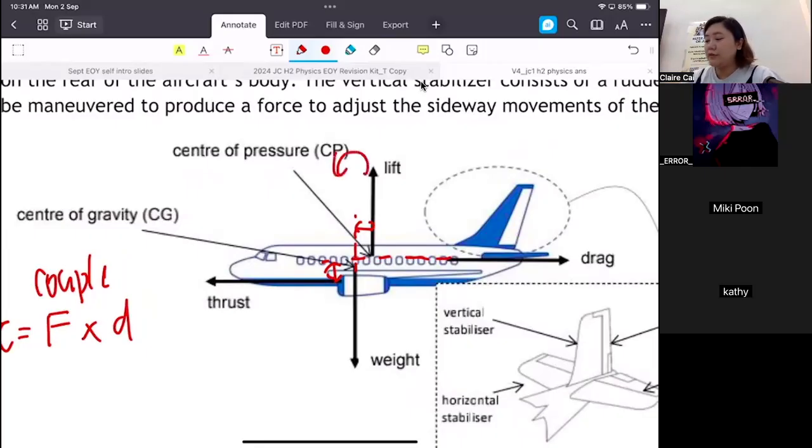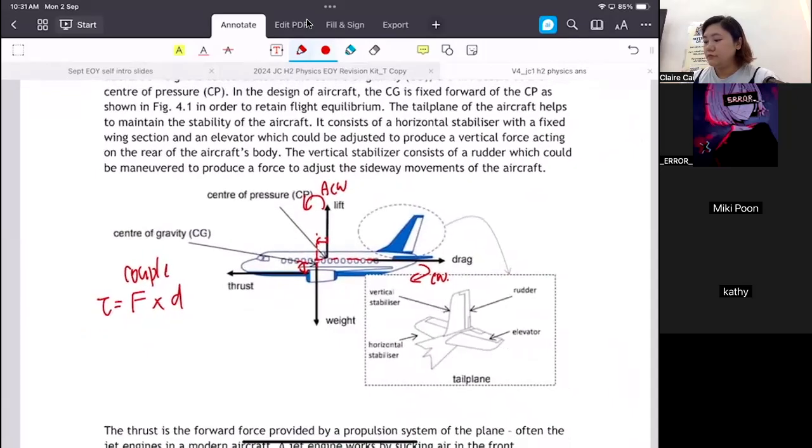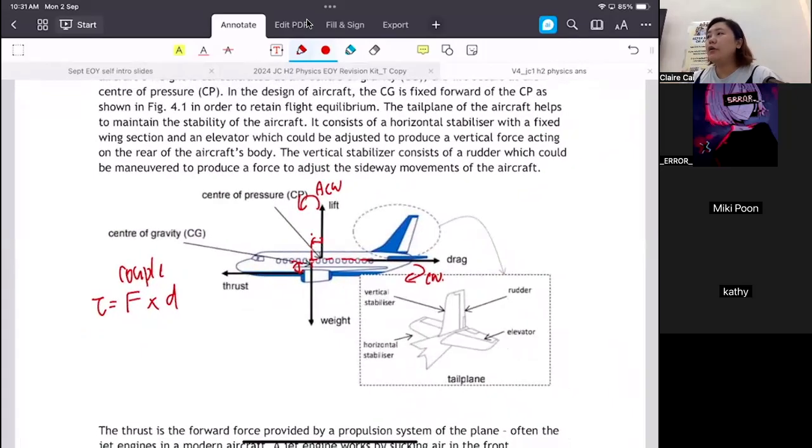If we flip this weight, it actually will be anti-clockwise. Then how about the drag and thrust? Alright, I heard something, clockwise. So if you put it this way, then they'll be clockwise. So if you recall the condition for equilibrium, net force must be 0, correct? And then one more. How about moment?